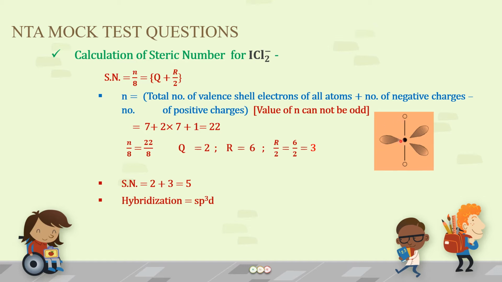Geometry tells us the arrangement of all the orbitals, but when we are talking about the shape, we talk only about how the atoms are arranged. So the shape of the ICl2 negative ion is going to be a linear shape. All the 3 atoms are in one line. So this is how you will be using the same concept for the rest of the ions as well.